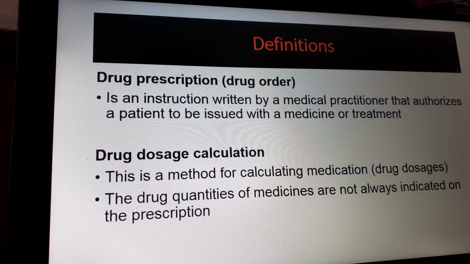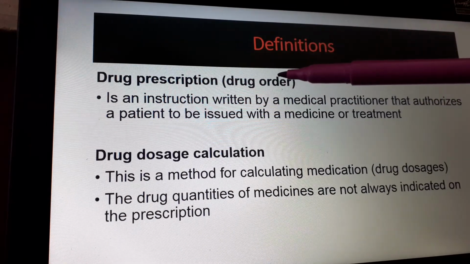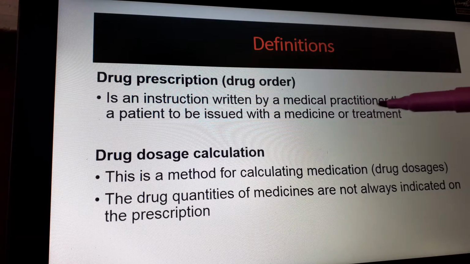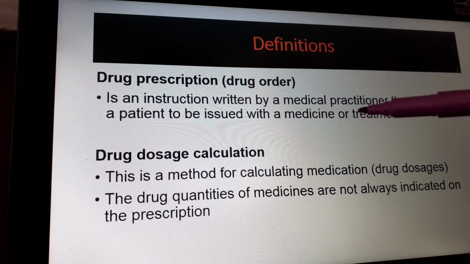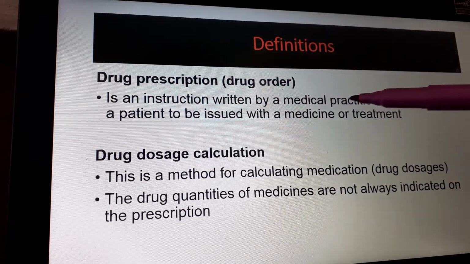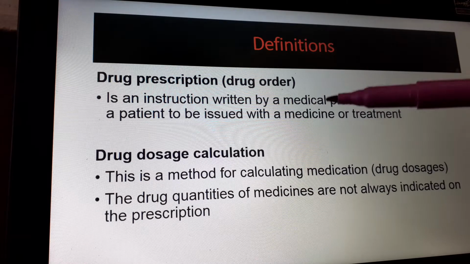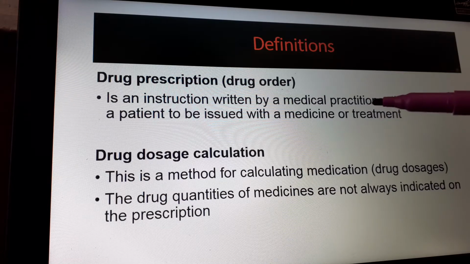Starting with the definition. Drug prescription is sometimes known as drug order. It's an instruction written by a medical practitioner that authorizes a patient to be issued with a medicine or treatment. So here, the key term is an instruction that is written by a medical practitioner to authorize the safe use of a medicine or drug for effective treatment.